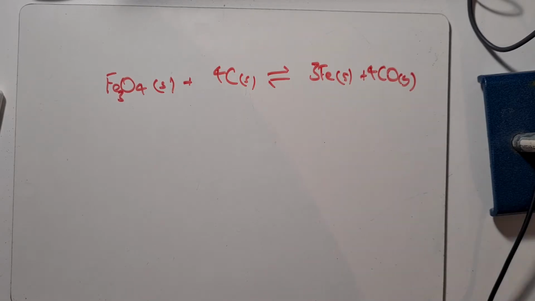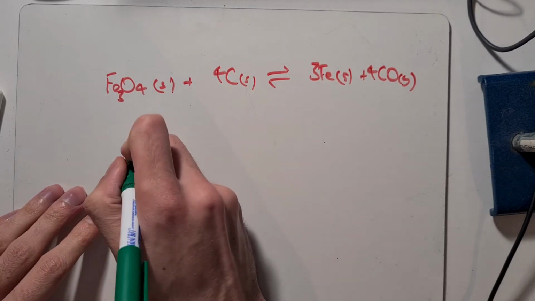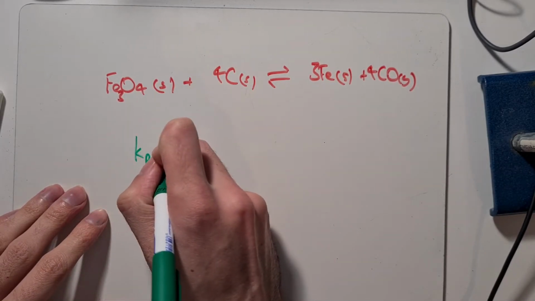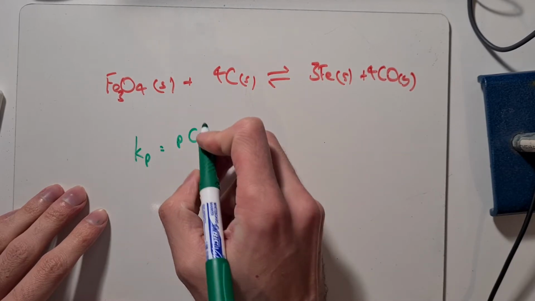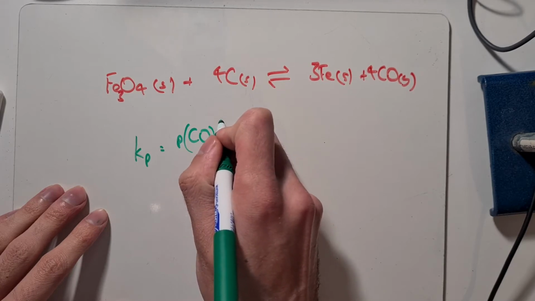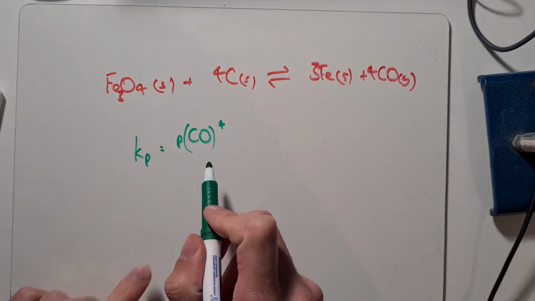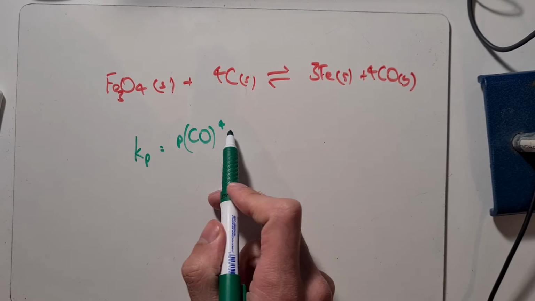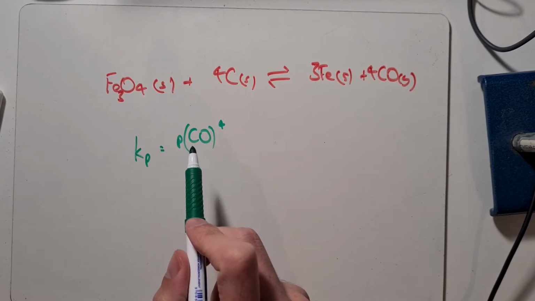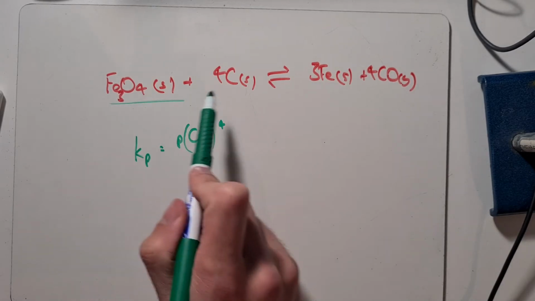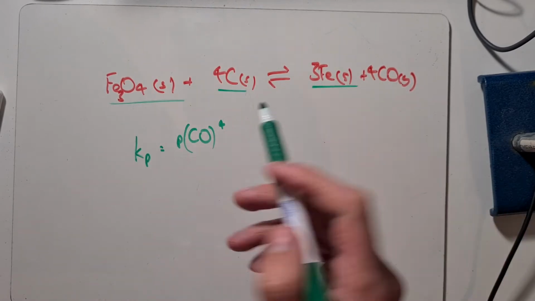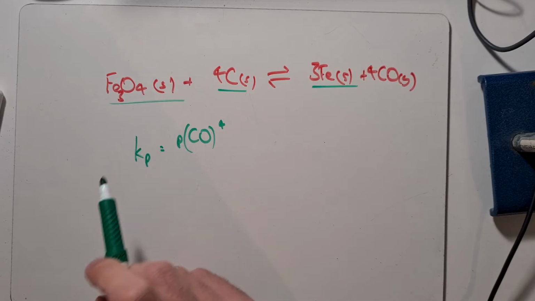In part 2, writing the expression for Kp for this, Kp is going to equal the partial pressure of carbon monoxide to the power 4. Now we needed rounded brackets here because this is a partial pressure. Fe3O4 solid, carbon solid and iron solid won't go into an expression to work out the Kp.